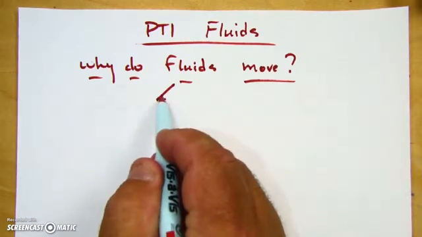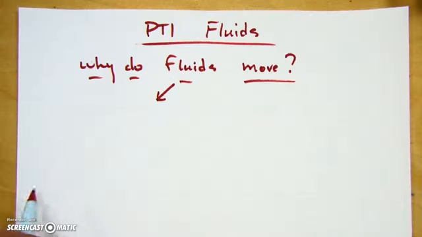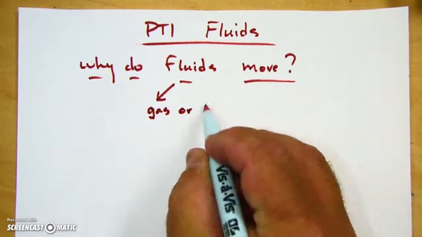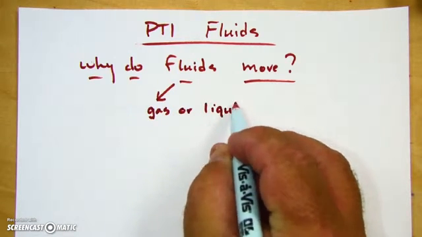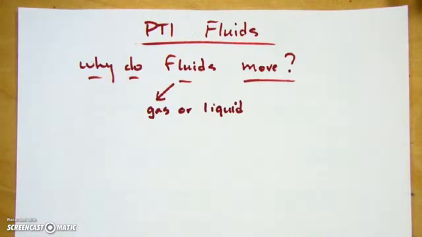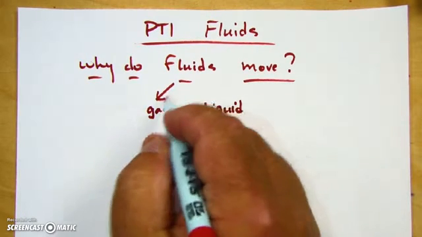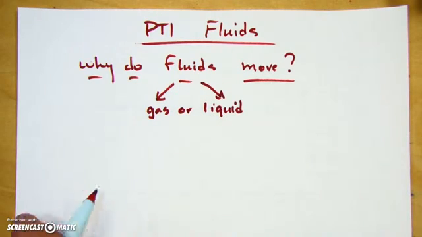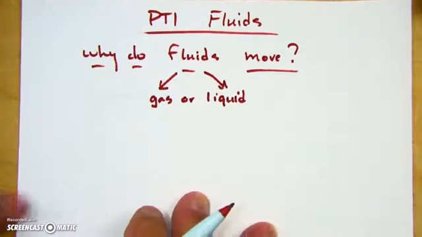First of all, what is a fluid? A fluid is anything that flows and forms the shape of its container, either a gas or a liquid. Fits our definition of what a fluid is. So gases will flow and move and can do things for us. Liquids will flow and move and can do things for us. So therefore our fluids are both gases and liquids.